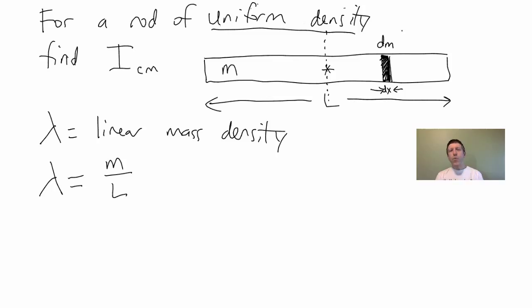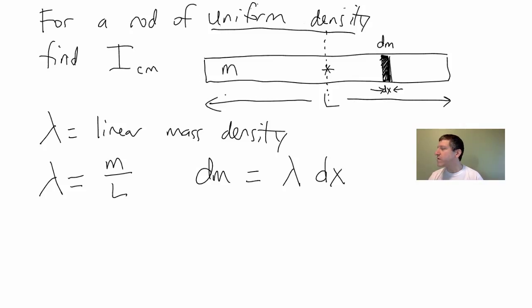Now, our job is always going to be trying to express this infinitesimal piece of mass in terms of this infinitesimal piece of distance, dx. That is almost always our job, to express dm in terms of dx. Well, this is not so bad for this one. dm, this little piece of mass, is going to be equal to lambda times dx.